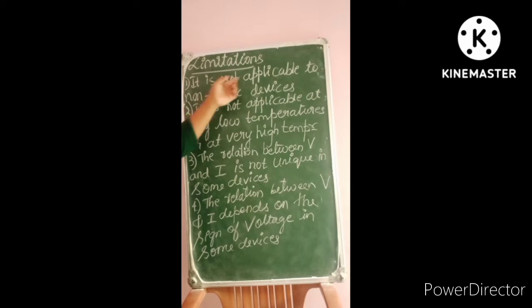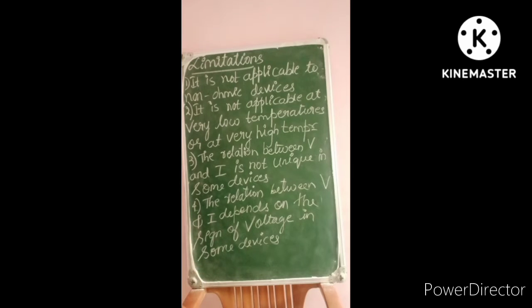First, it is not applicable to non-ohmic devices. It is not applicable at very low or very high temperatures. The relation between V and I is not unique in all devices. In some devices, the relation between V and I depends on the sign of the voltage, as in the case of diodes. In those devices, Ohm's law is not valid.